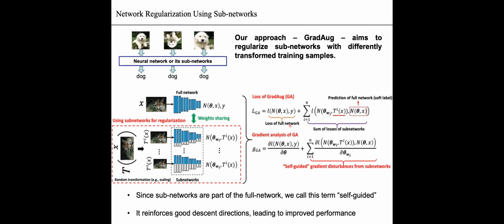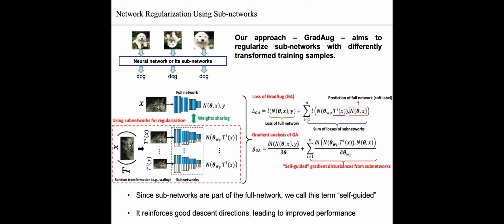And the loss will also have two parts. One is from the full network, and the other part will be the summation of the losses of the subnetworks. Since the subnetworks are part of the full network, we are sampling the width of the full network with this weight sharing scheme, and we can call these subnetwork parts a self-guided augmentation or perturbation to the gradient of the full network.